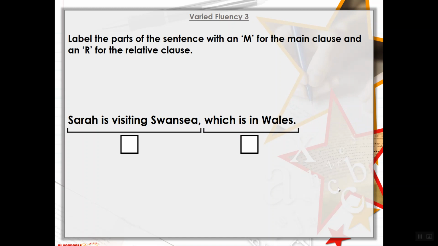Label the parts of the sentence with an M for the main clause and an R for the relative clause. Sarah is visiting Swansea, which is in Wales. You have a go. Which one is an R and which one is an M? Well done if you got it.